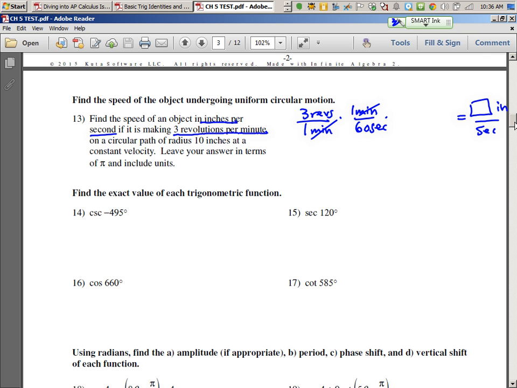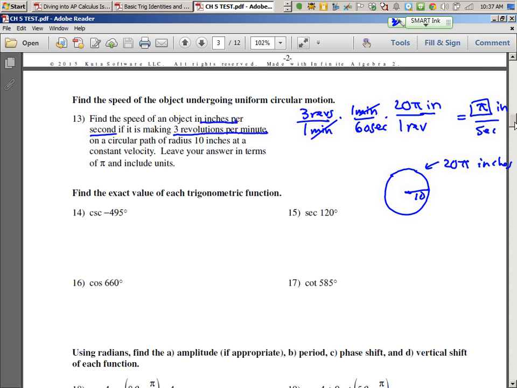Next, I need to get rid of revolutions and replace them with inches. Well, we're talking about a circle with radius 10, a circle with area 100 pi. It's a circle with circumference 20 pi. You know, this is the big clue. The circumference of this circle is 20 pi. So 1 revolution is literally 20 pi inches. So that's how I plan to get rid of revolutions, recognizing that that's just a circumference. Now it's just basically 60 pi over 60.